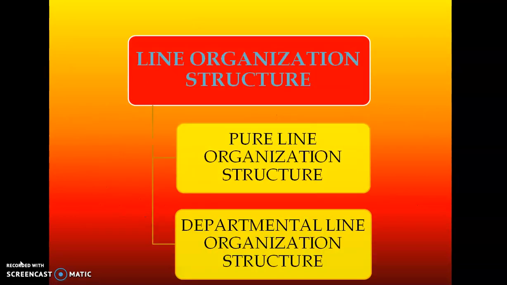So the next one, types of line organizational structure. There are two types of line organizational structure. The very first is pure line organizational structure and the second one is departmental line organizational structure. So here, what's the meaning of pure line organizational structure? Actually, in pure line organizations, all the persons at a given level perform the same type of work.